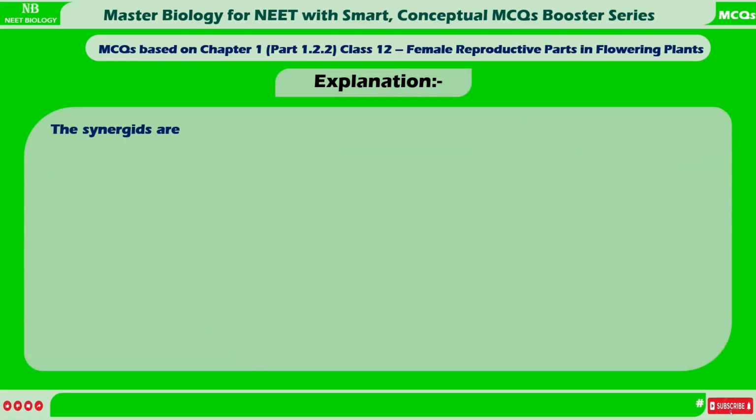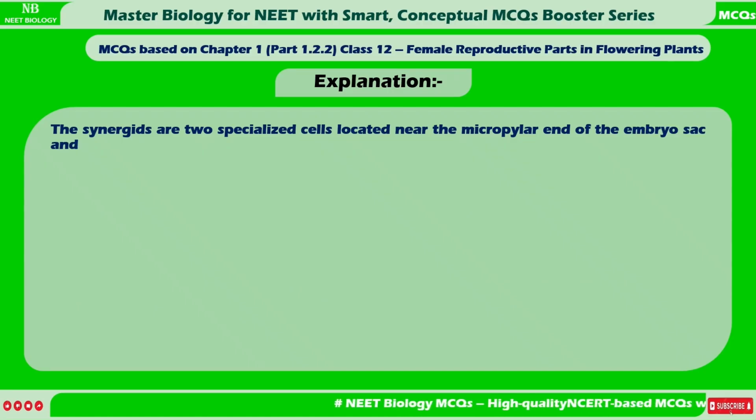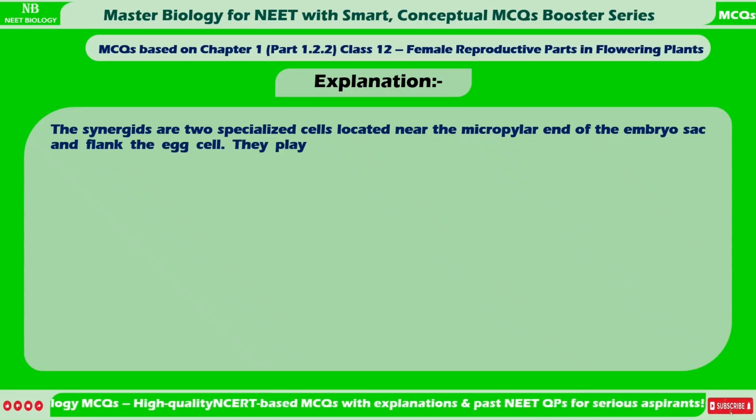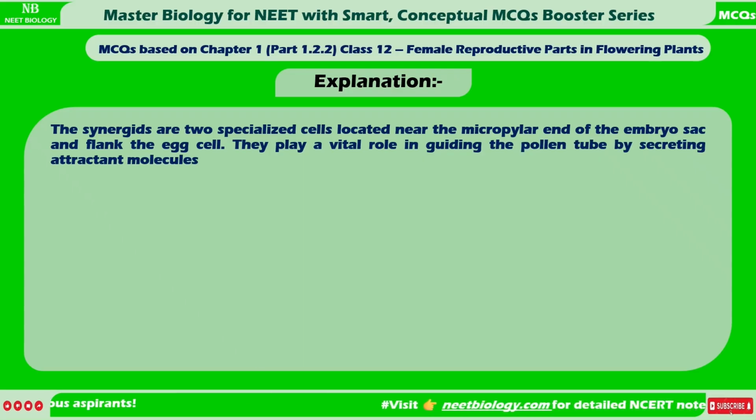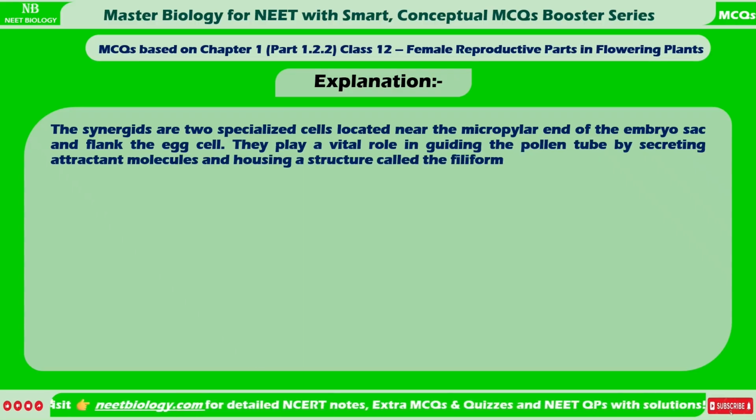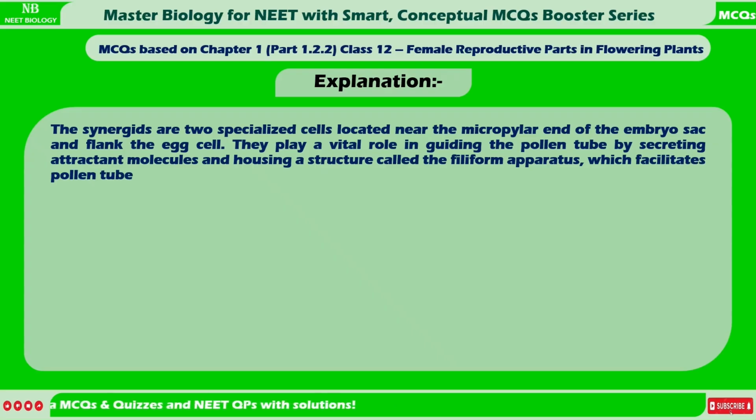Explanation. The synergids are two specialized cells located near the micropyle end of the embryo sac and flank the egg cell. They play a vital role in guiding the pollen tube by secreting attractant molecules and housing a structure called the filiform apparatus, which facilitates pollen tube entry.